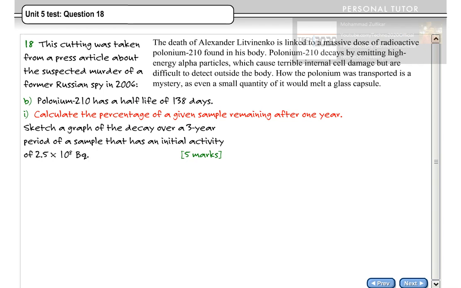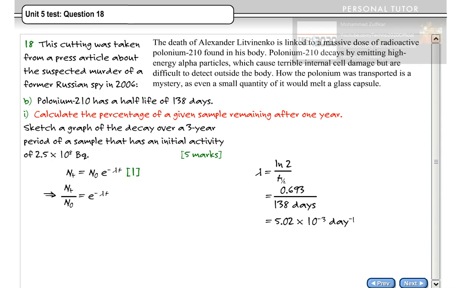In Part B, you need to realise that 1 year is not an exact multiple of 138 days, so we will need to use the radioactive decay formula shown here. We must first find the value of the decay constant lambda, which is given by this expression. Substituting and calculating shows that the decay constant is 5.02 times 10 to the minus 3 per day.